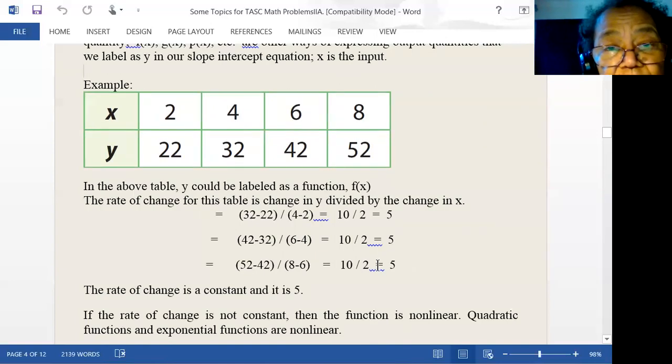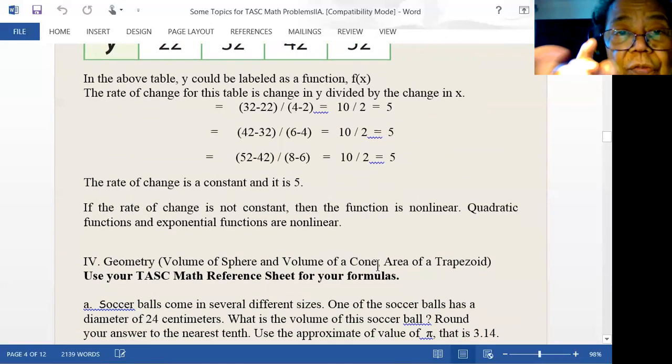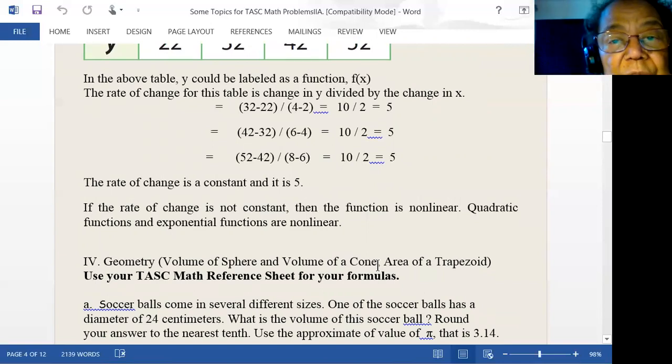Now this will be true for linear functions, but nonlinear functions such as quadratic and exponential are different. So if you were given functions and you had to determine which ones are linear, the rate of change being constant for the values of x and y would determine whether you have a linear function. Of course, if you had a graph and it's a straight line, it's a linear function, because nonlinear functions do not have straight lines.